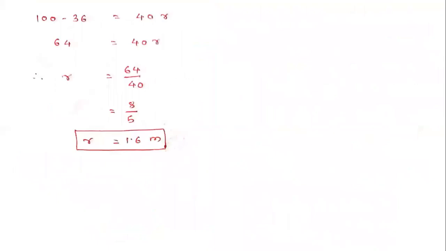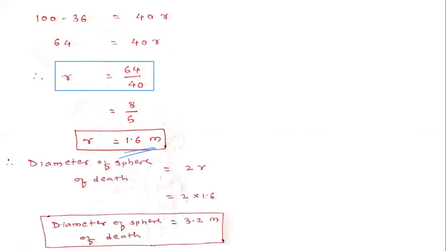So we get the next step: 100 minus 36 is equal to 40R. So 64 is equal to 40R. So we get R is equal to 64 by 40, which is equivalent to 8 by 5, means 1.6 meter is the radius. Diameter we have to find out, and diameter is twice the radius. So 2 into 1.6 is 3.2. So the diameter of the sphere of death is 3.2 meter.